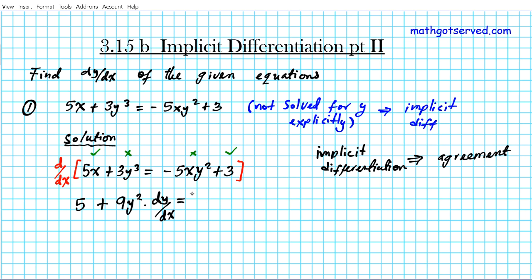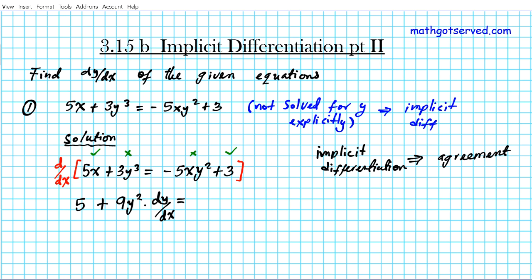Okay, and then we're going to go over here, and we have disagreement when we're differentiating this piece right here. So how do we differentiate negative 5xy squared? Well, to find the derivative of that, we can use the product rule, since we have the product of two variables.